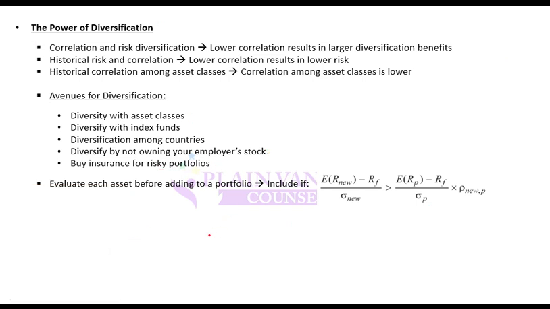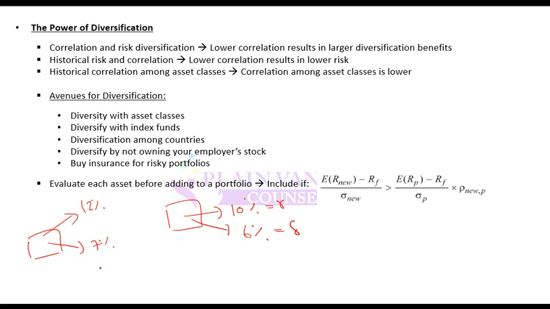Now the question is, how do you decide whether a new asset should be added to a portfolio or not? So let's say that you have a portfolio. It gives you 10% return with 6% risk. There is a new stock which you are planning to add. It gives you, let's say, 12% return and 7% risk. So now the question is, should you add this to the portfolio or should you not?